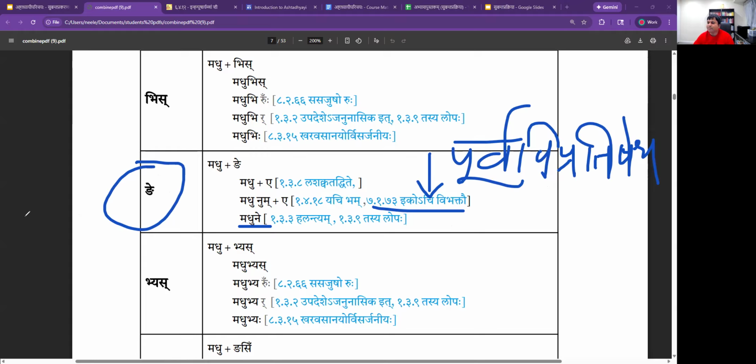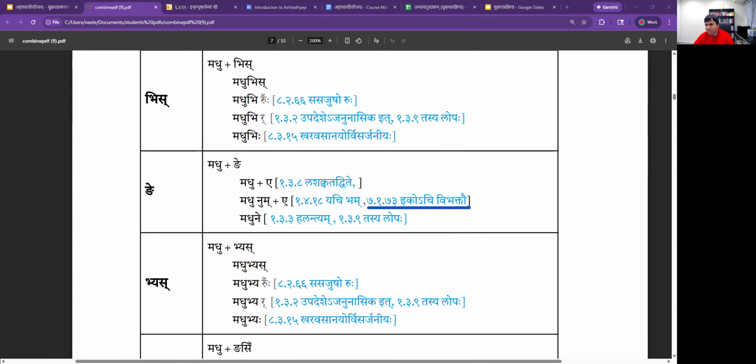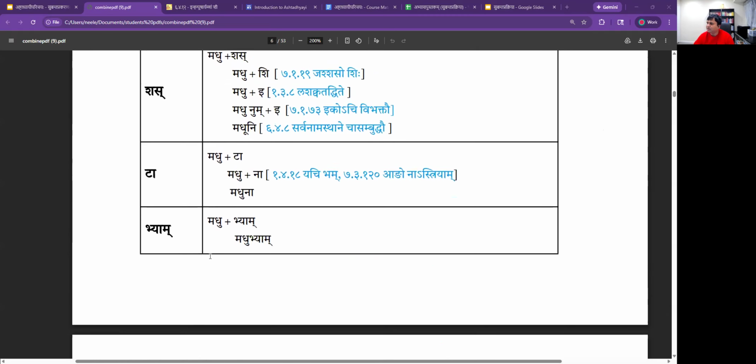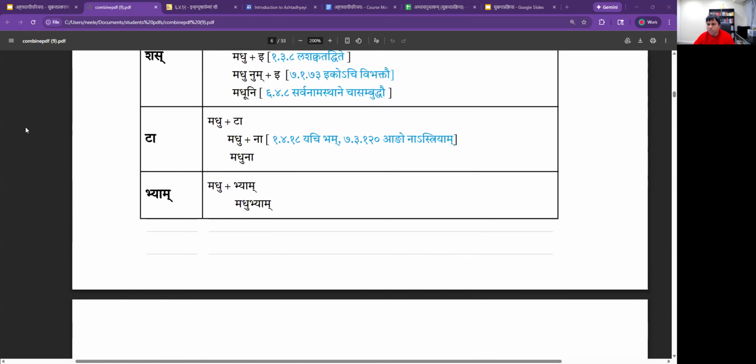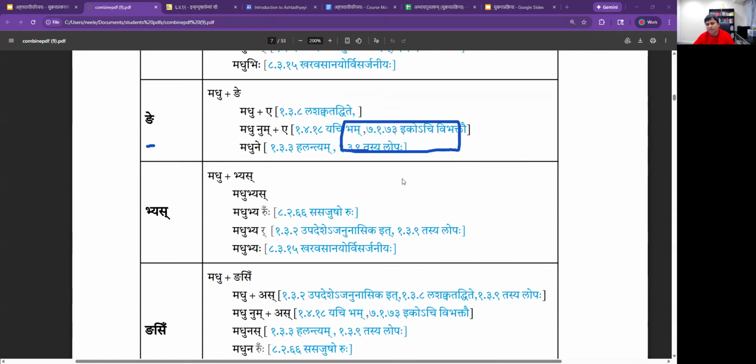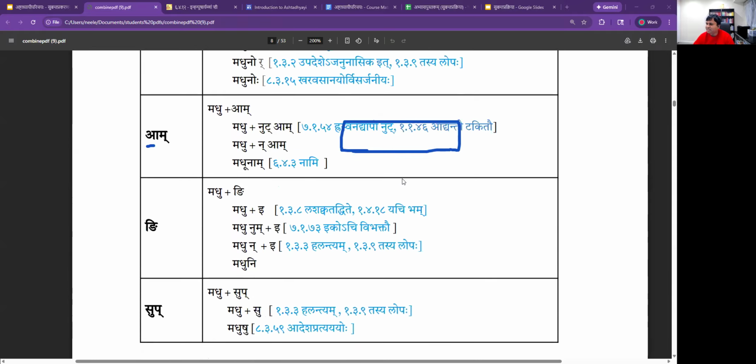Gherngiti इति न प्रवर्तते पूर्वविप्रतिषेधेन. पूर्वविप्रतिषेधेन नुमागमः एव इकोचि विभक्तौ एव प्रवर्तते. Correct. And in case of tritiya ekvachanam, there is no purva vipratishedah. You actually apply angonastriyam. So here also gherngiti might be able to come over here because it's not gherngiti at all. Ikochi vibhaktu will come over here. Ikochi vibhaktu versus angonastriya, but you use angonastriya. So bhyam, bhyas, nasingas, everything is the same.